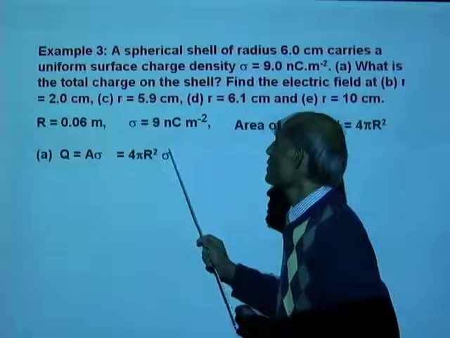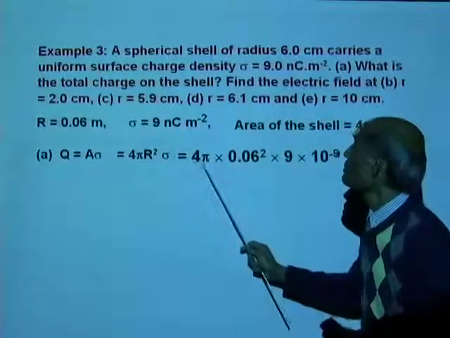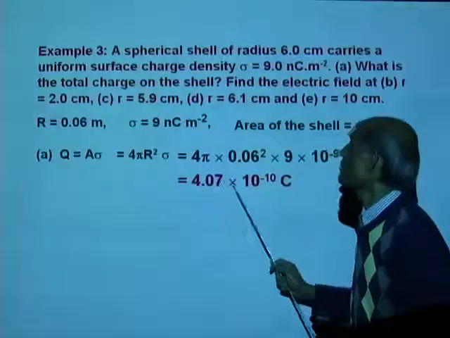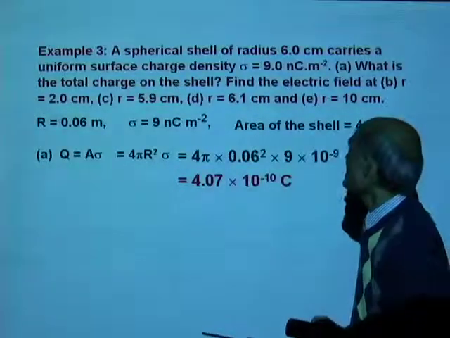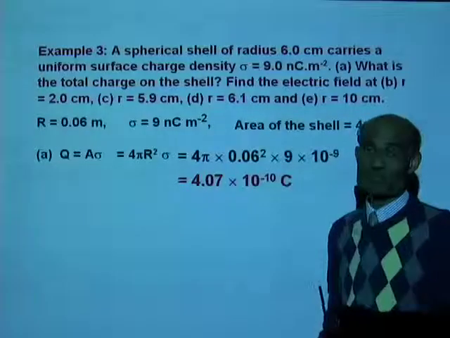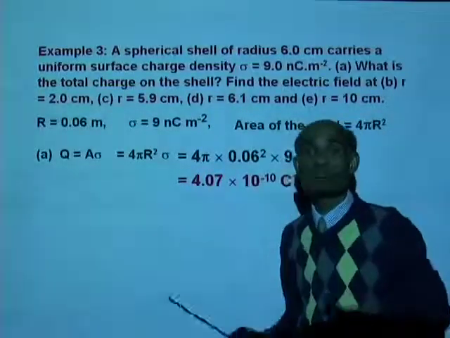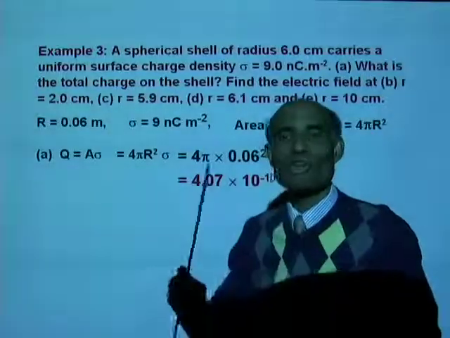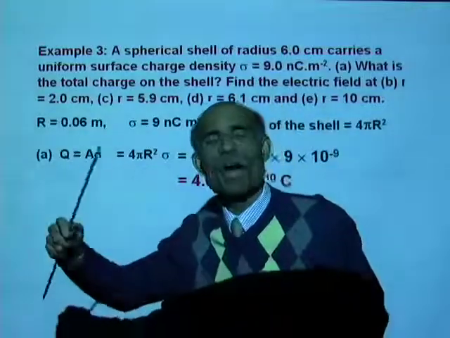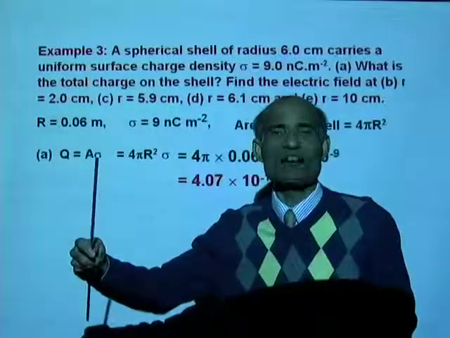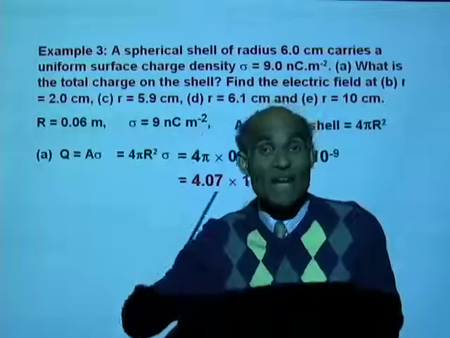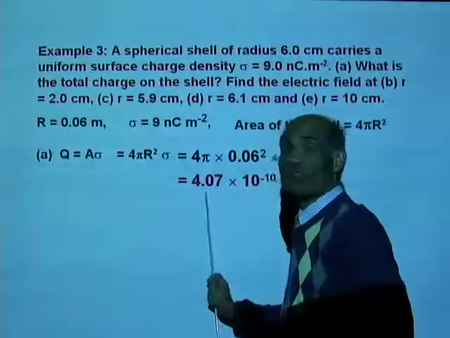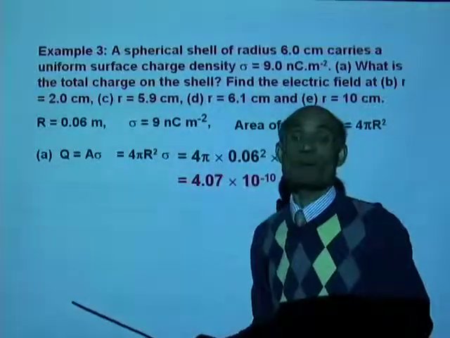You know the radius, you know the value of sigma. Using that, the value of Q equals 4.07 times 10 to the negative 10 coulombs. So now you know the amount of charge on the spherical shell. And what is the equation for the electric field at a point outside the charged shell? It will be kQ over r squared. So all you need is the value of Q and the value of r.